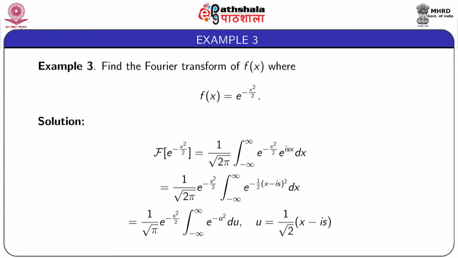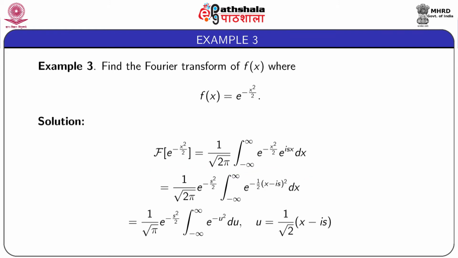Now, we come to another example, that is example 3. Find the Fourier transform of f(x) where f(x) is equal to e to the power minus x square by 2. The Fourier transform of this function is written as curl f of e to the power minus x square by 2. This is equal to 1 by root 2 pi integral minus infinity to plus infinity e to the power minus x square by 2 into e to the power I s x dx.